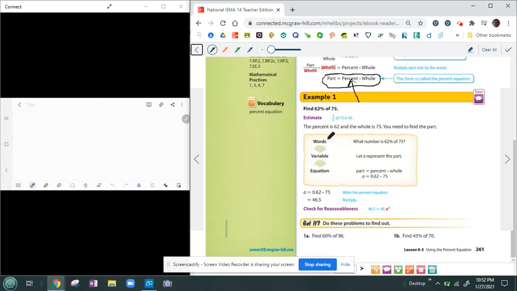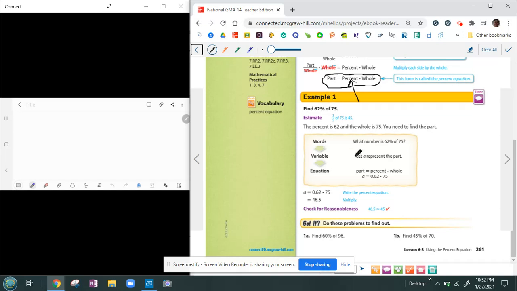Let's get to the first example. It's similar to the problems we did with percent proportion. You have to figure out if it's the part, the percent, or the whole, then put it in the right position, and then solve. In this case, we have find 62% of 75. Obviously, the 62 is the percent, and of 75, remember, of goes with the whole.